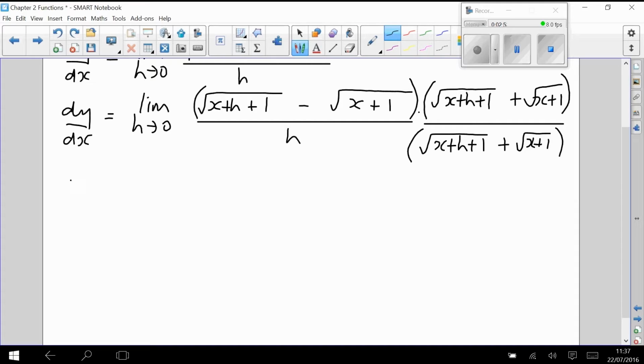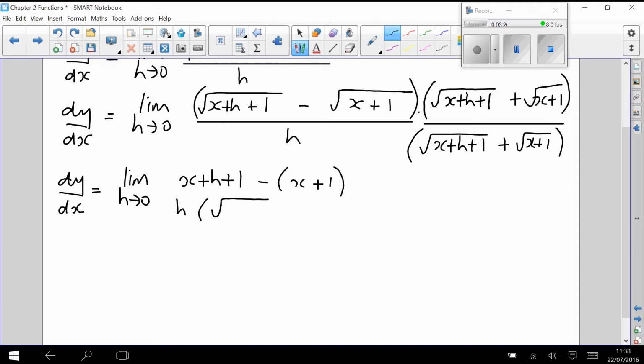So continuing to find the derivative of this function, as h tends to 0, and multiplying out my numerator, the root times the root is going to give me x plus h plus 1. The middle two terms cancel out, and then I have minus x plus 1. In my denominator, I still have h times by that long bracket factor of the root of x plus h plus 1 plus the root of x plus 1.